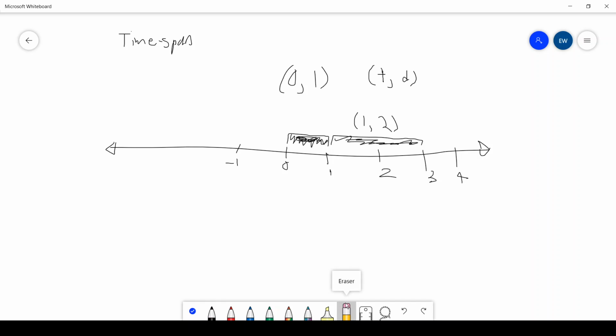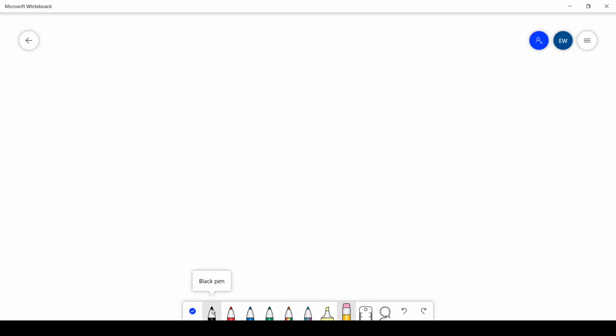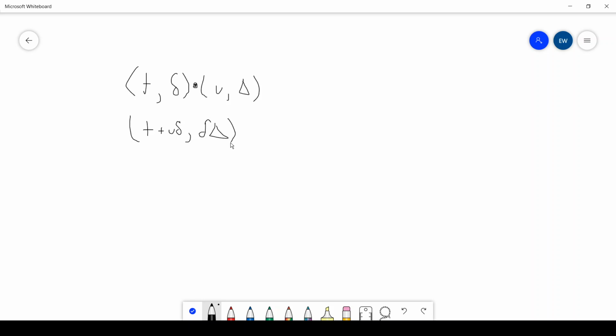So how is multiplication going to work in the time span group? How we're going to define it is this. Let's say we have two elements, (t, δ) and (u, Δ). They like to use delta usually. So the multiplication will work thusly. We're going to have (t + uδ, δΔ), and this is their product, so I'll put a little time symbol in there. So t + uδ is the first element, and then δΔ is the second element, just multiplying those.